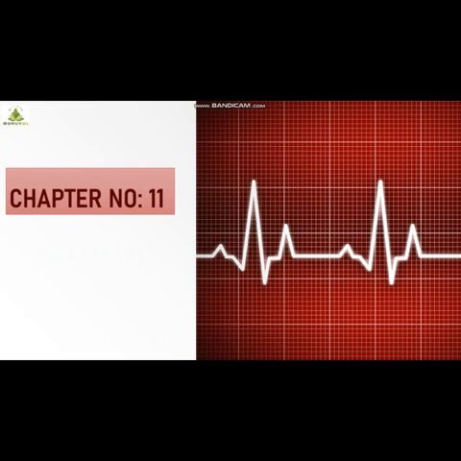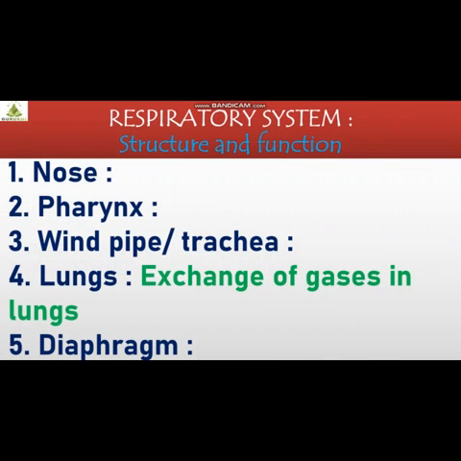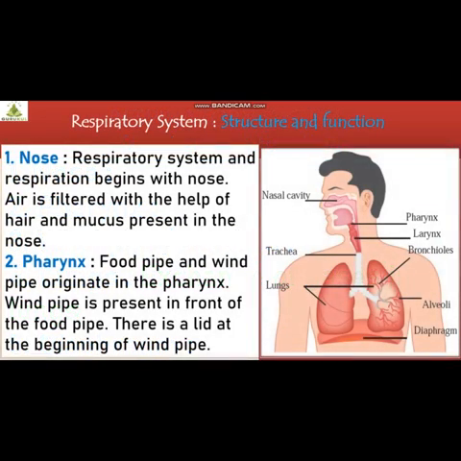We are learning chapter number 11, human body and organ system. We have already seen in the previous video the 5 subparts or components of the human respiratory system: nose, pharynx, windpipe, which is also called trachea, lungs and diaphragm. Let us understand the working of it.